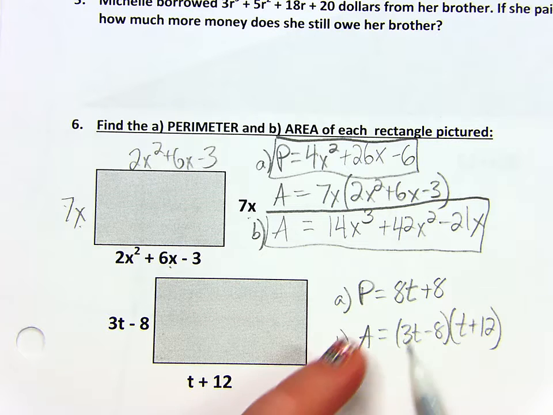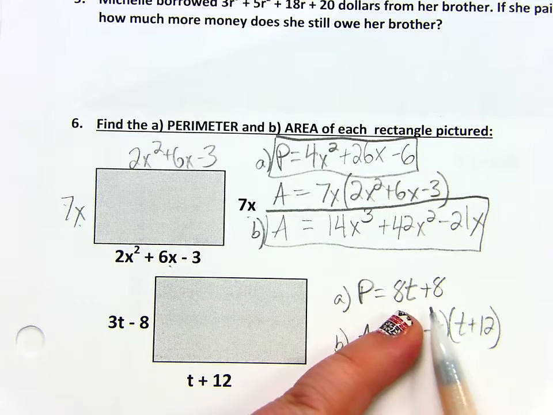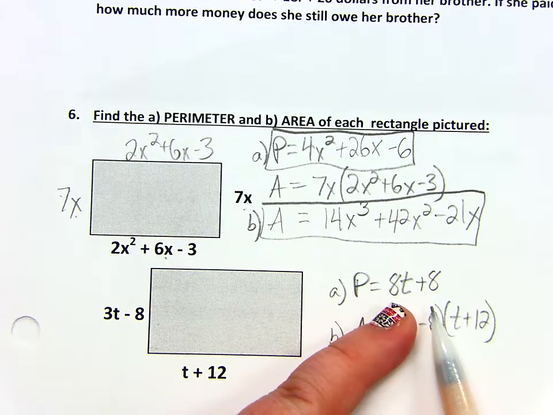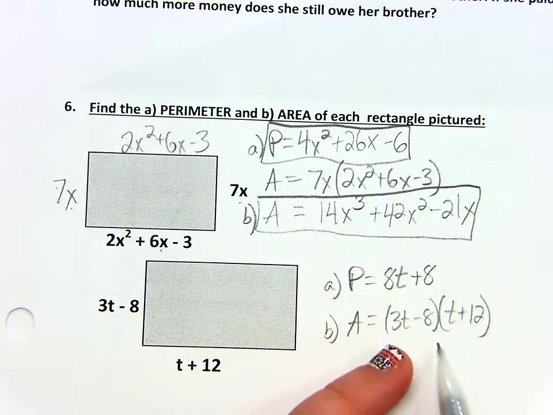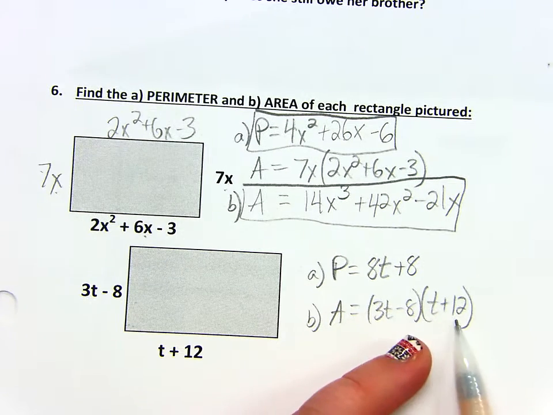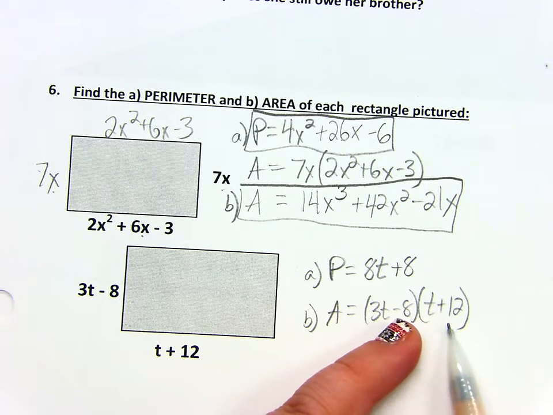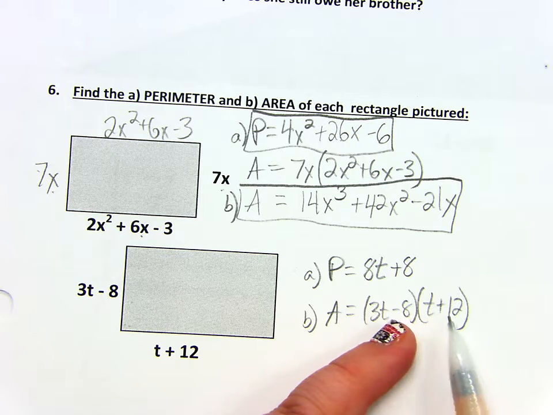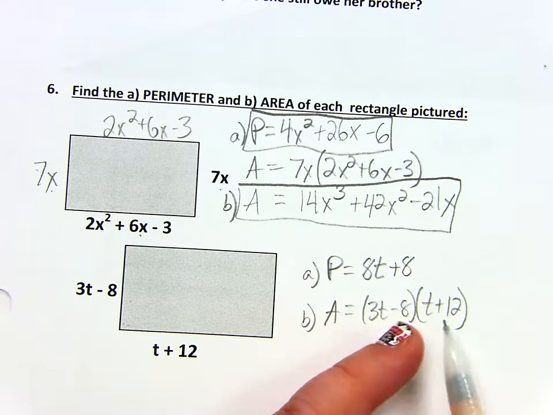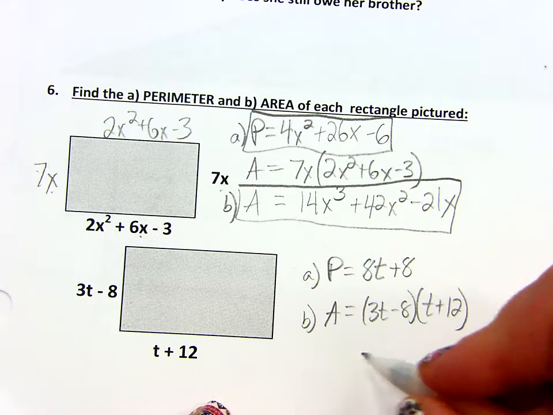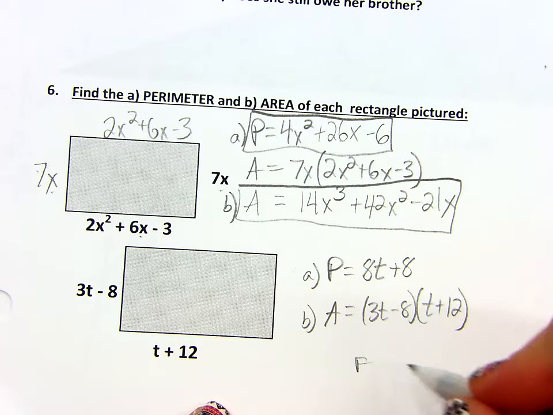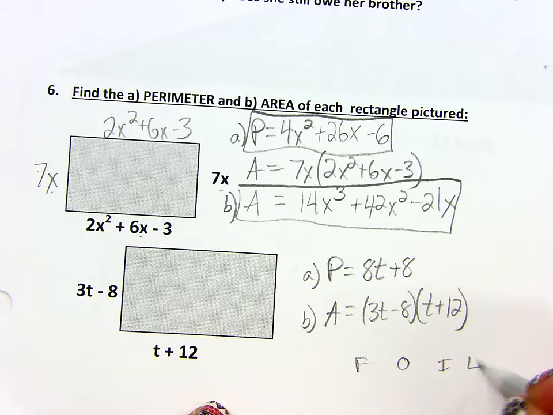How we do on the perimeter for the second one? Did everybody end up at 8t plus 8? Yep. Okay. Now the area, you need to multiply these two together, right? 3t minus 8 times t plus 12. How do I multiply them together? FOIL. Binomial times a binomial. So hopefully, if you do that out, let's see what you end up with.